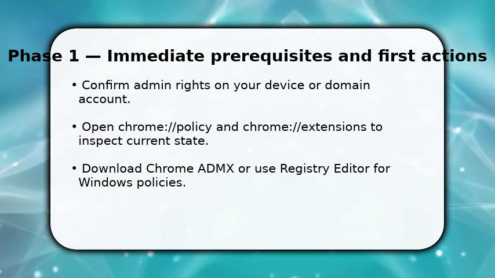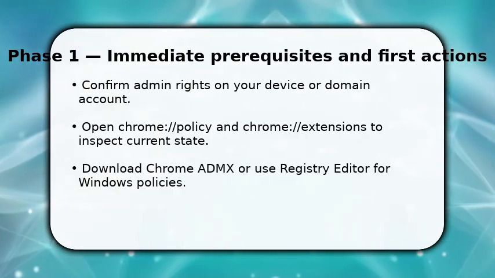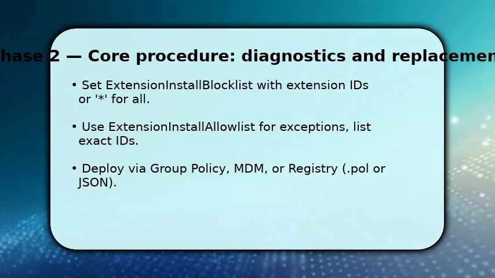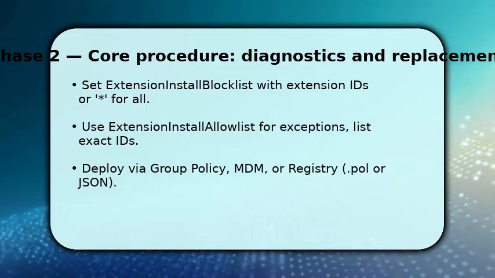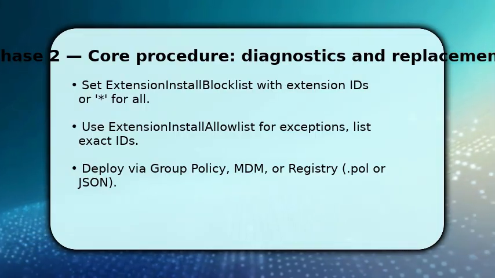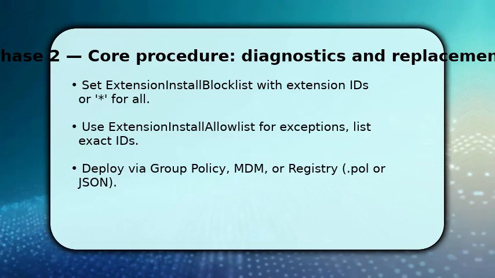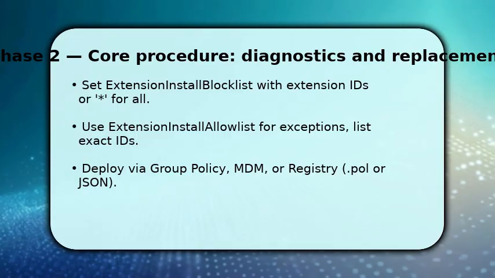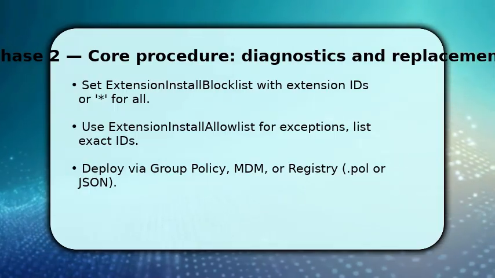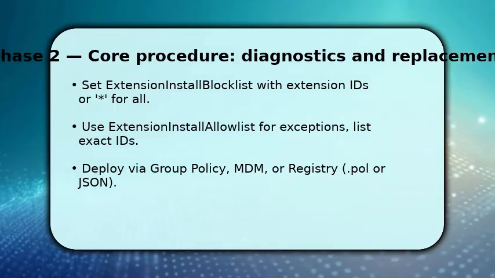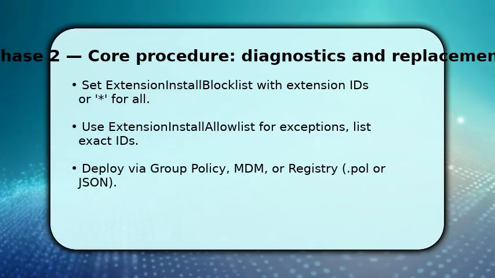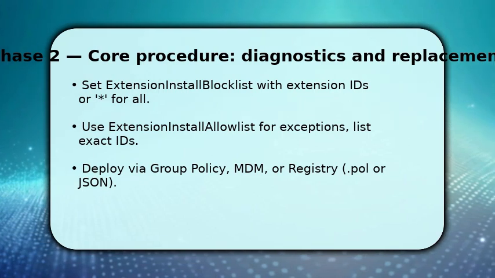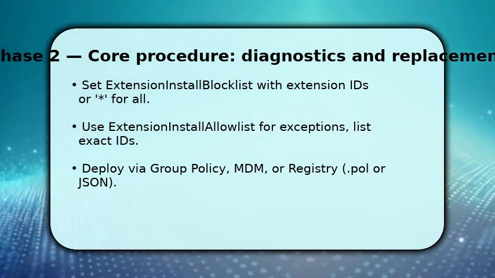Now move to configuring the policy entries themselves. Next, you create the actual block list and apply it. This is the core action where the browser enforces restrictions. Set ExtensionInstallBlocklist to a specific extension ID, or use an asterisk to block all and then allow trusted ones. Add exceptions in ExtensionInstallAllowlist with the exact ID because misspelling prevents access. Deploy these settings through group policy, your MDM solution, or by writing the registry keys or JSON policy files. This ensures machines receive the rules.